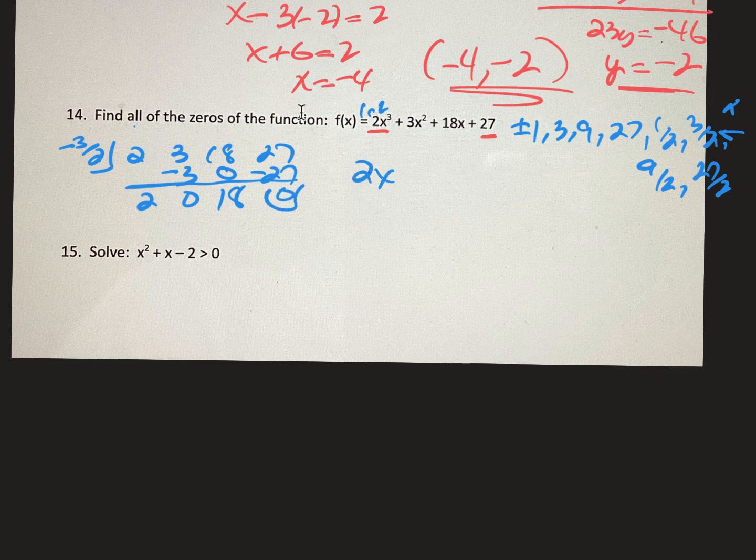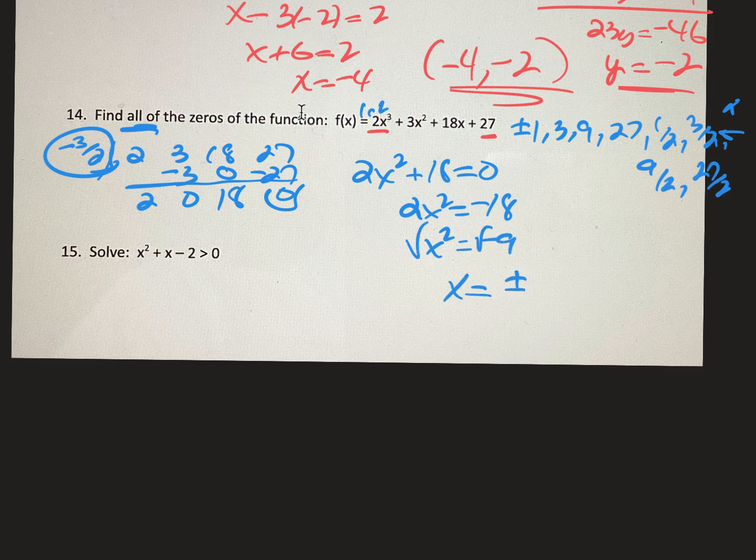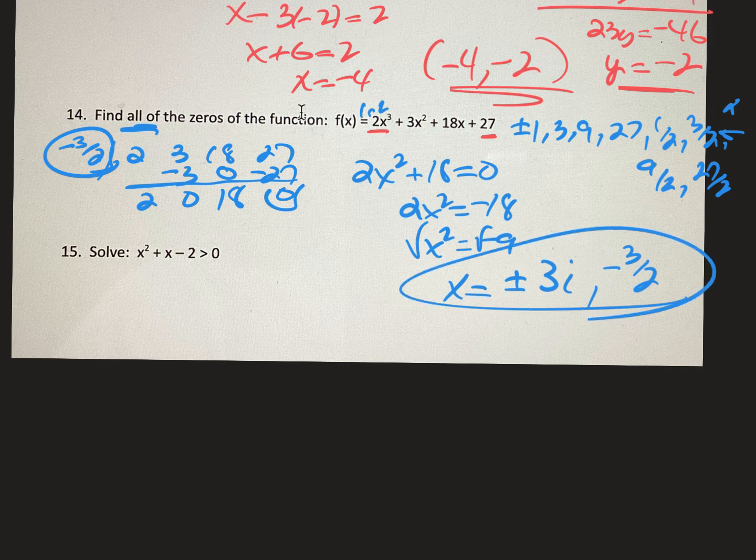Now I got to find all the zeros. So one of the zeros is negative 3 halves. I got to find 2 more because my exponent's 3, my degree is 3. So I have 2x squared plus 18 is what I have left. I'm going to move the 18 to the other side, divide by 2, take the square root. If I take the square root, put plus or minus, I got to take an i out because it's negative, and square root of 9 is 3. And then don't forget the negative 3 halves also. So there's the 3 zeros right there. And the last one.